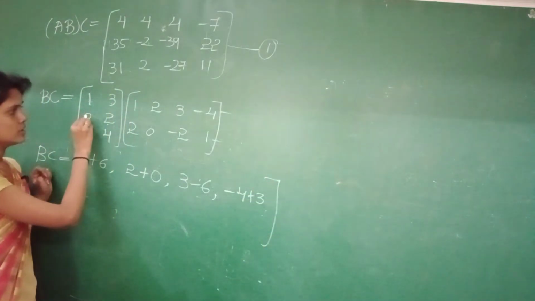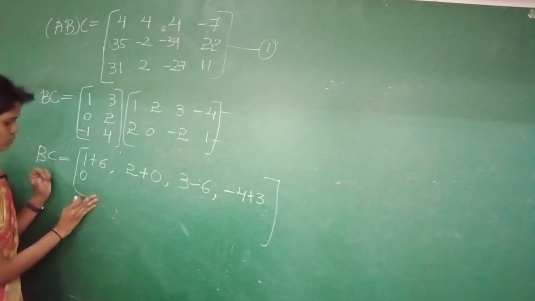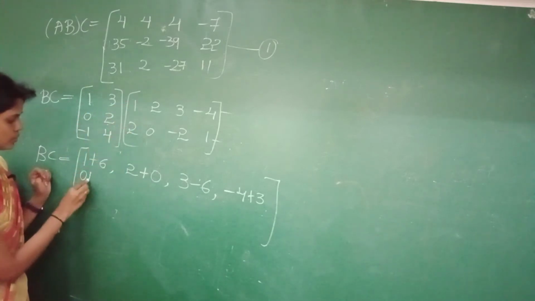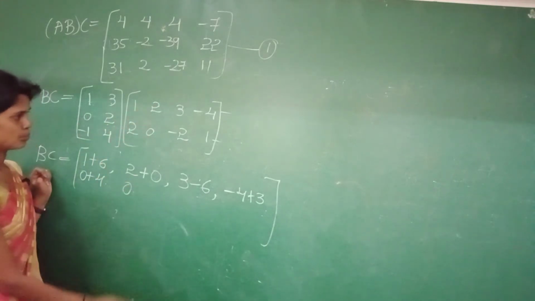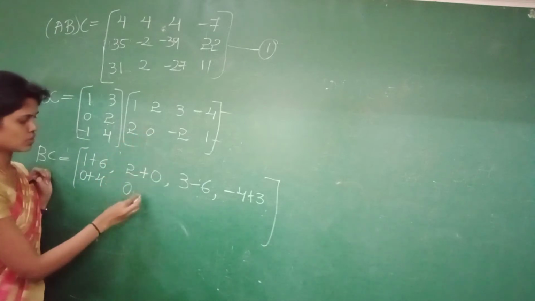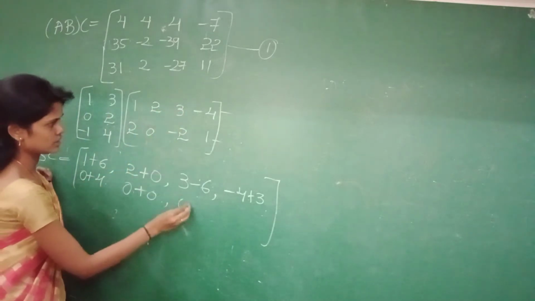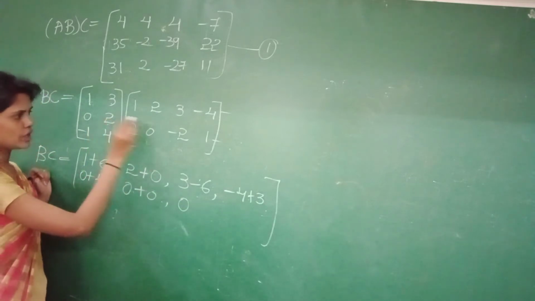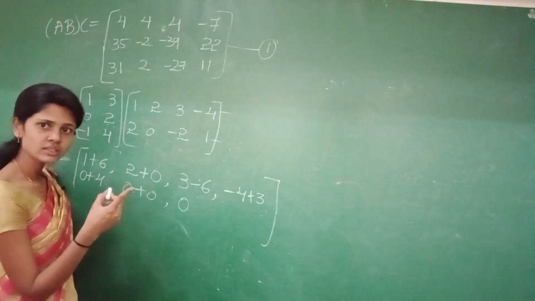Then second row, first column. So 0 into 1, 0. 2 into 2, 4, that is plus 4. 0 into 2, 0, plus 2 into 0, 0. Okay. 0 into 3, 0, plus 2 into minus 2. So minus 4, plus into minus it is minus.